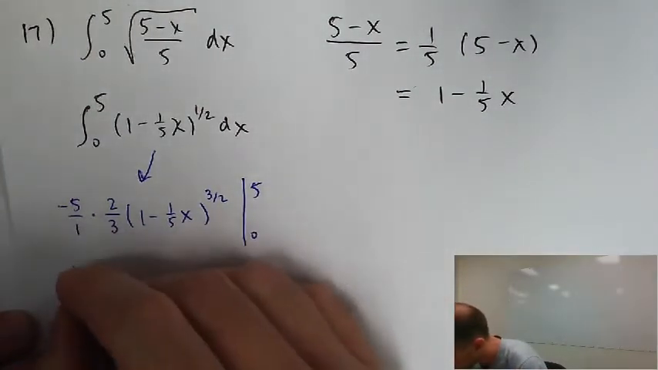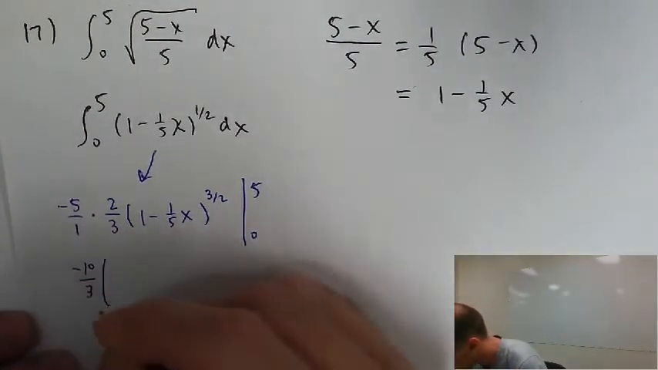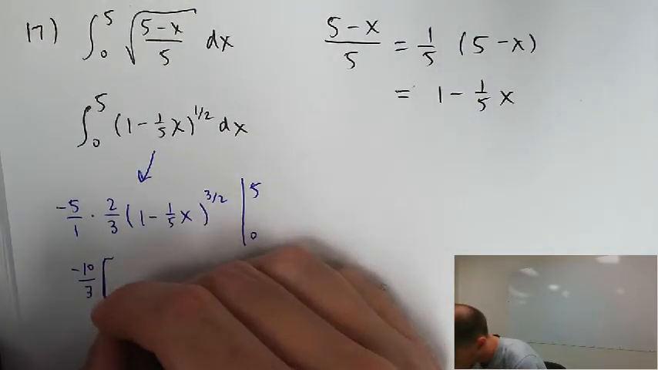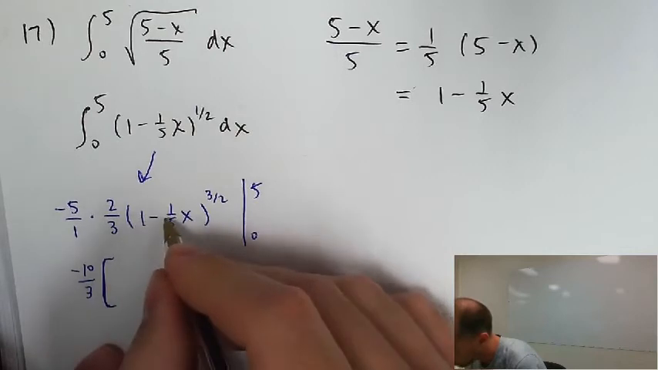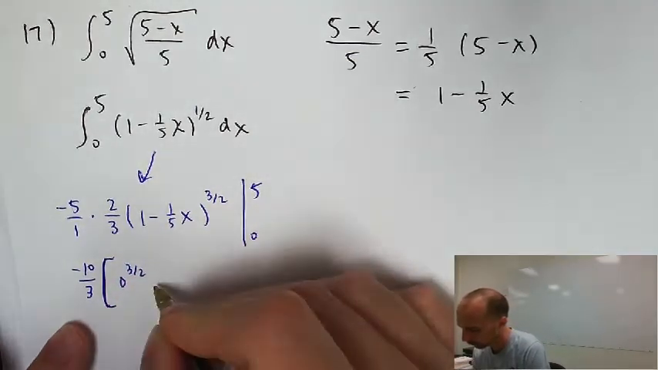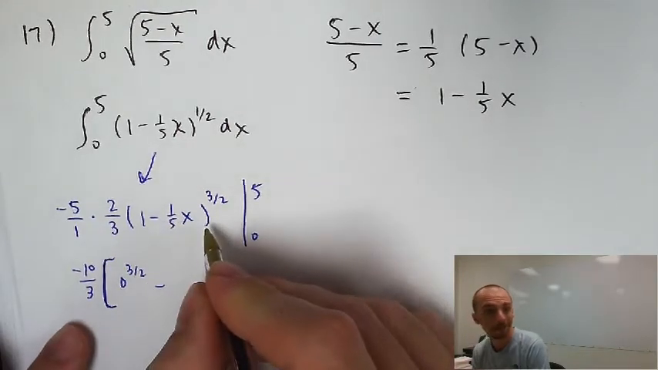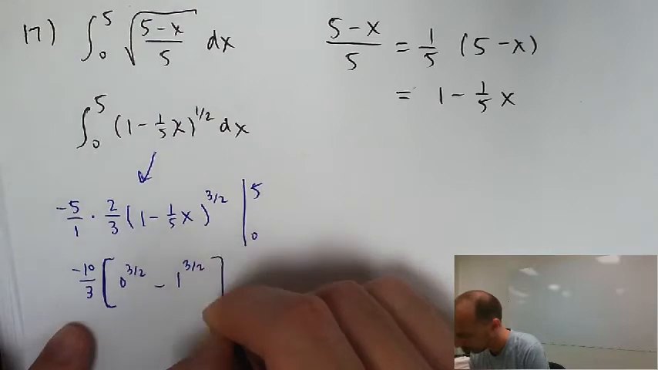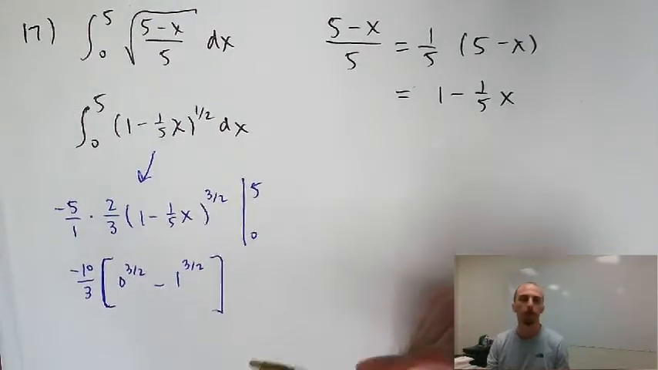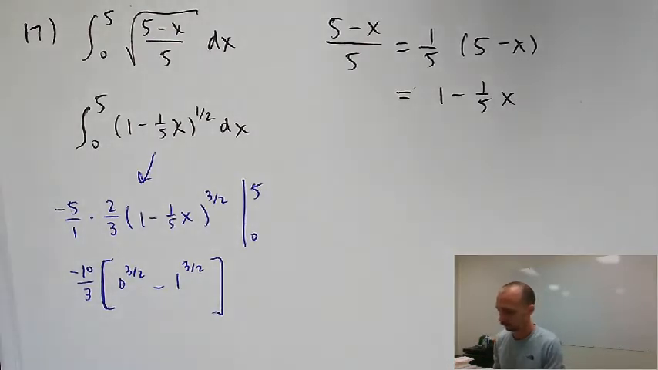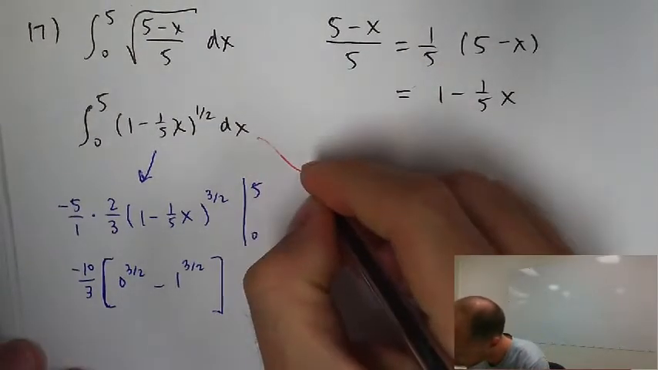And so what I'm going to do is combine this. Negative 10/3 times, let's say, 1 minus 1 is 0 to the 3/2 minus 1 minus 1/5 of 0 is 1 to the 3/2, which is going to be 1. And so negative 1 times negative 10/3 is positive 10/3. Okay. Alternatively, you can do a u-du substitution.